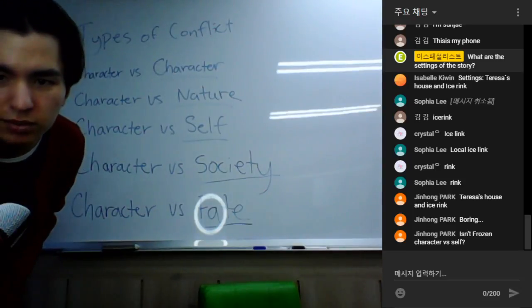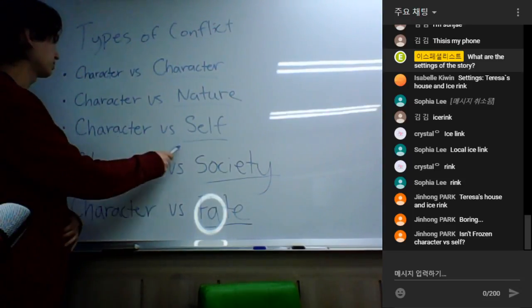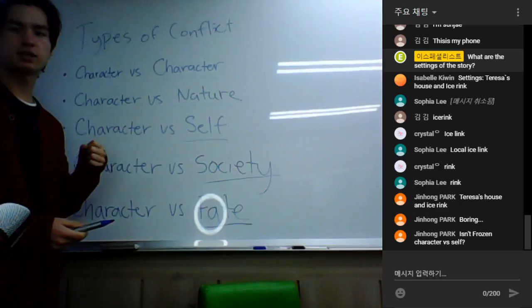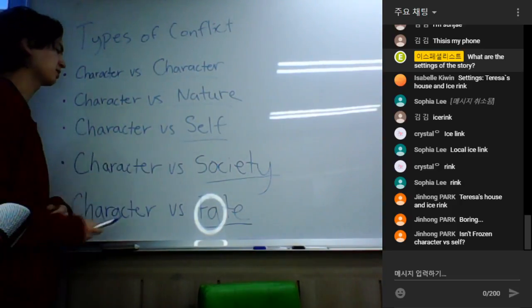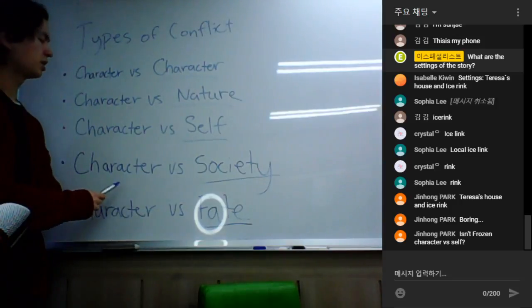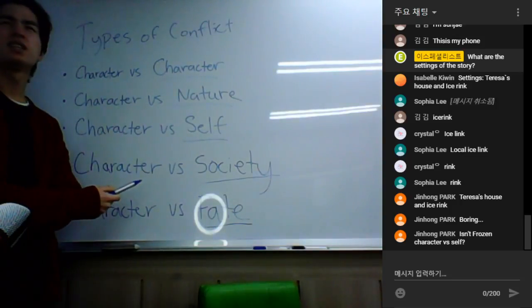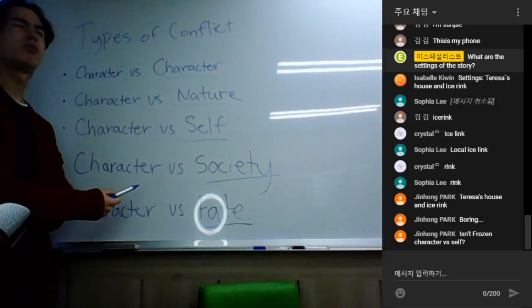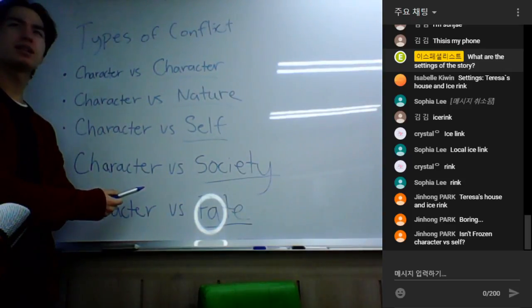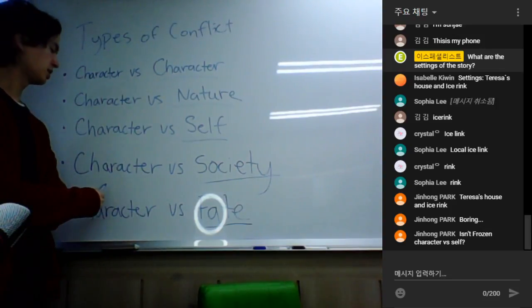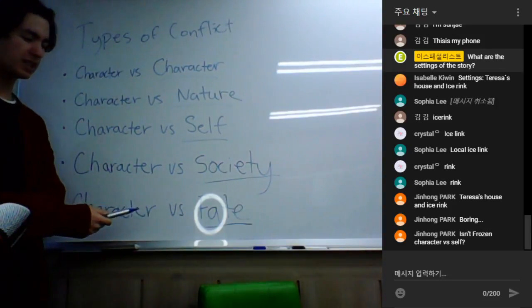Isn't Frozen character versus self? That's what I said. I said character versus self, right? I said Elsa is scared and worried like this. That's character versus self. I can't think of an example of character versus society that you guys would know. Character versus society. Character versus fate.